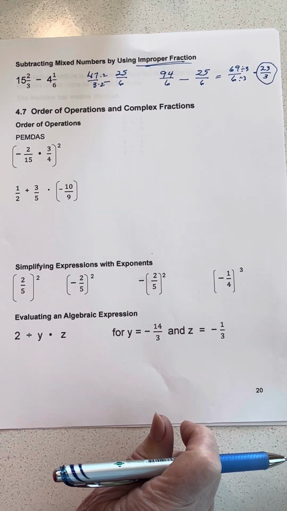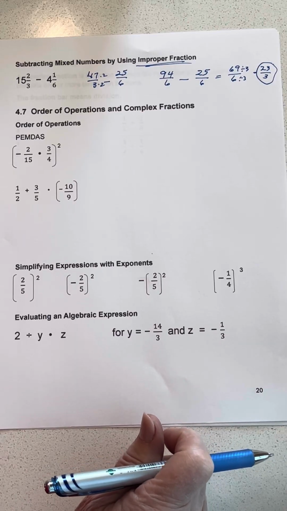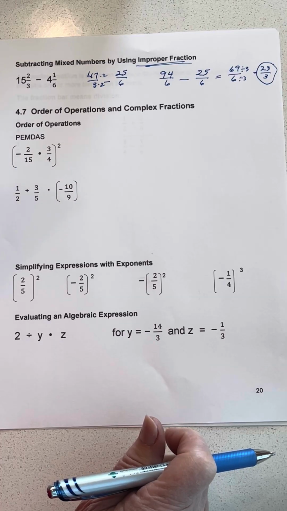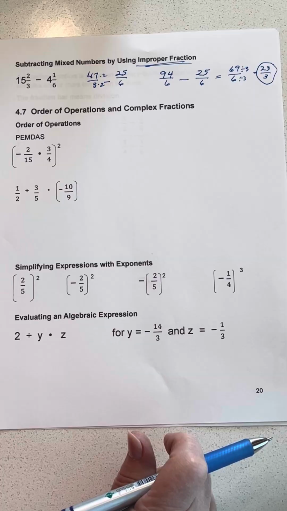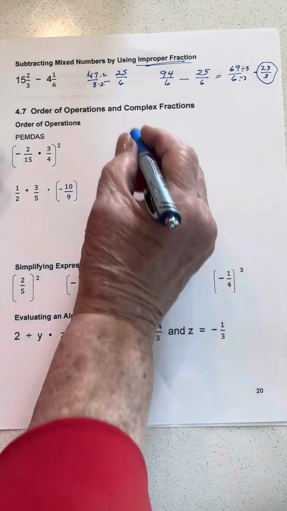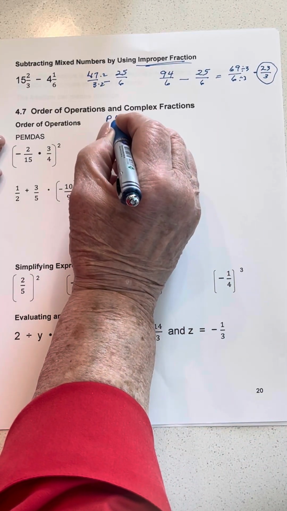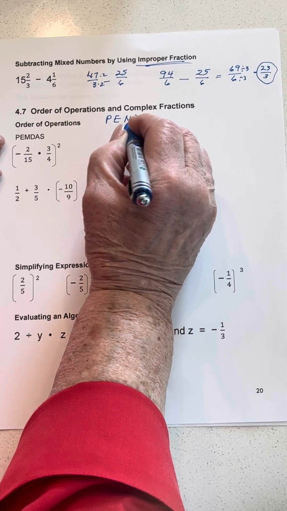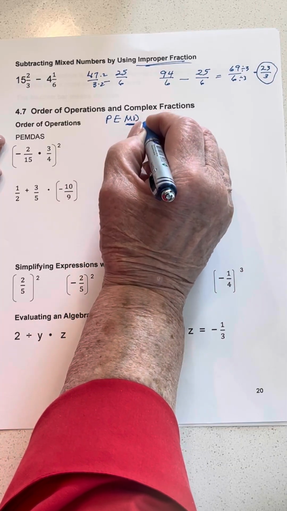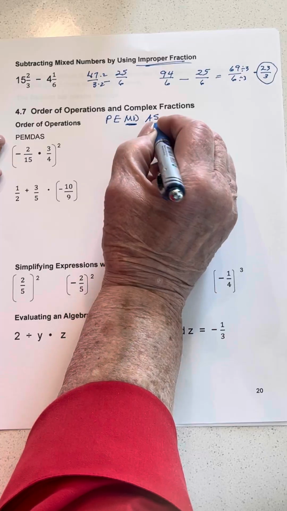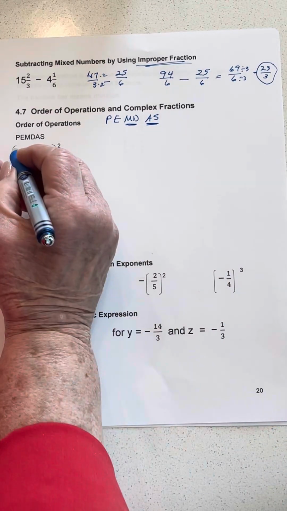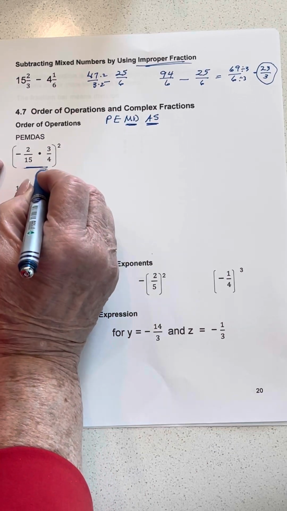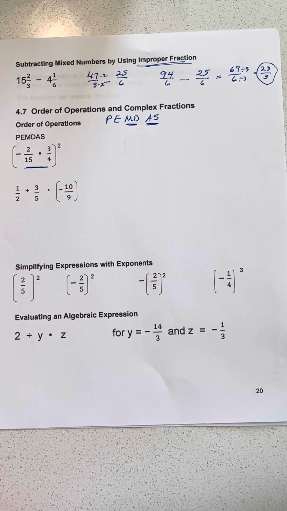Order of operations in 4-7 and complex fractions are rather short lessons, so we're going to take care of that. We know about the order of operations. We know we're going to do parentheses, exponents, multiplication and division left to right, addition and subtraction left to right. So when we look at this first example, we do have parentheses, so we're going to have to do what's in here first. It's a multiplication problem.